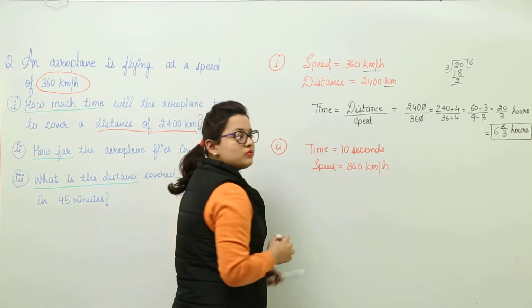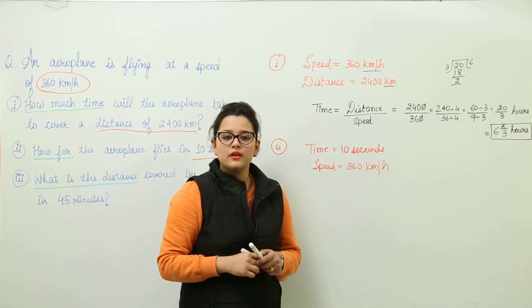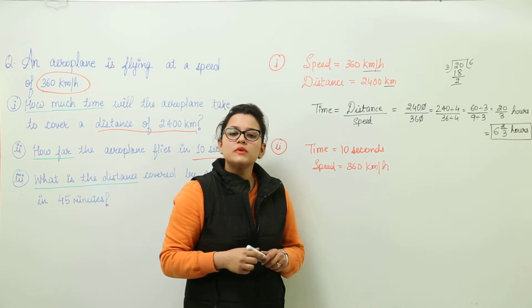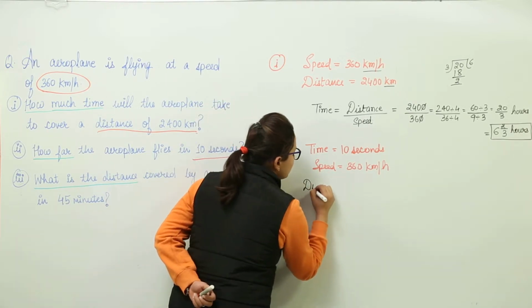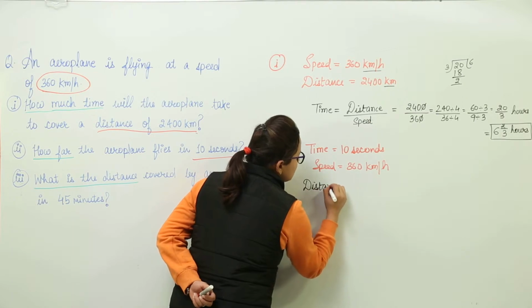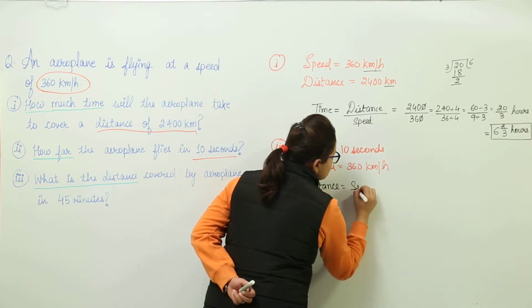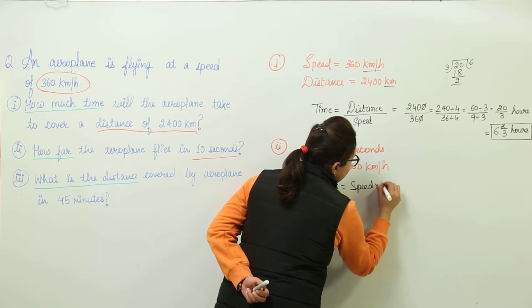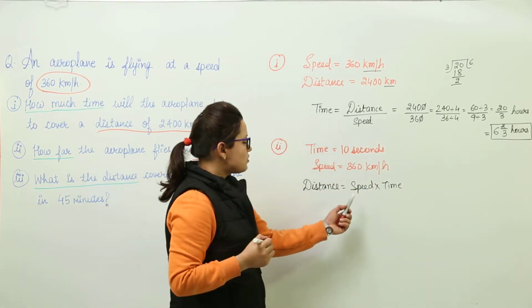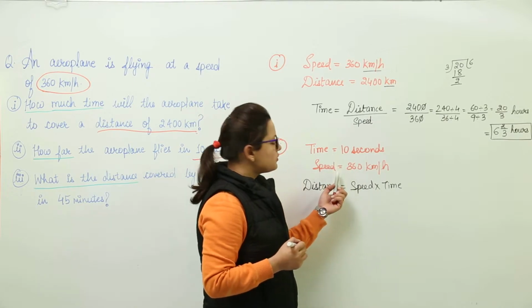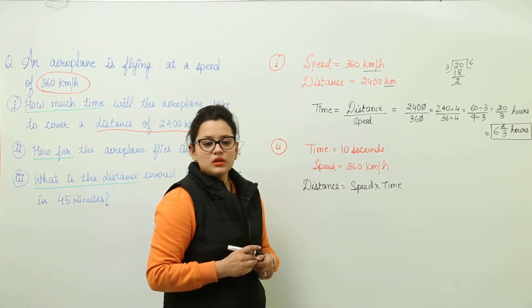Now what do we have to find out? How far the aeroplane travels. How far means we have to find the distance. So we write down the formula for distance that we have learned. Distance is equal to speed into time. Now let us check whether we have both the data or not. We have the speed and time both. Now let us check their units.